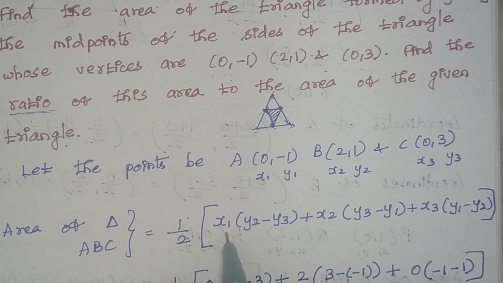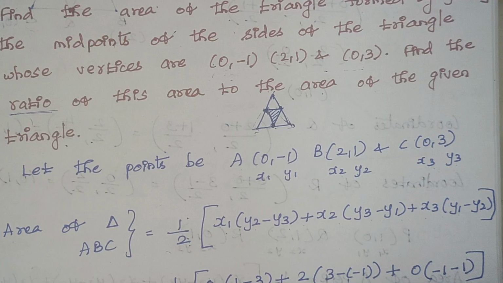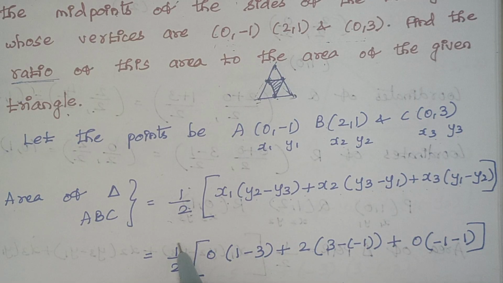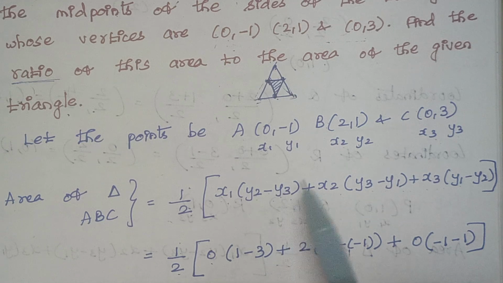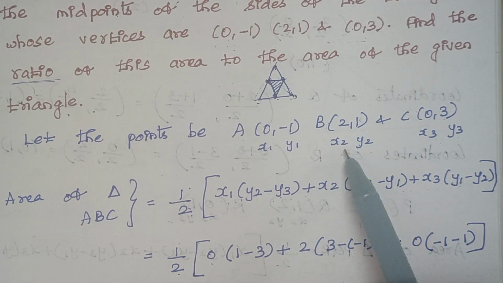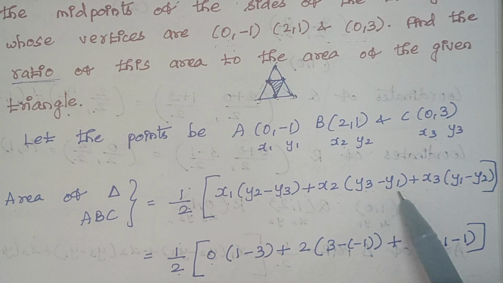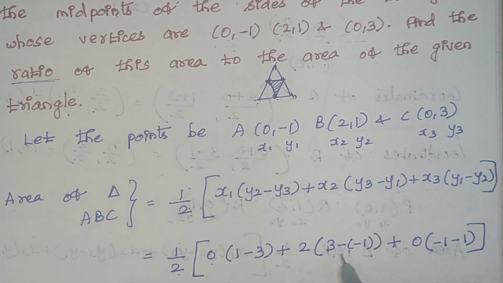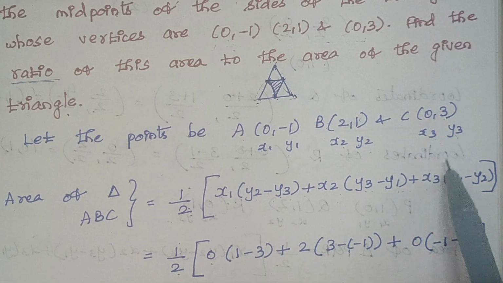Again, half x1 into y2 minus y3, plus x2 into y3 minus y1, plus x3 into y1 minus y2. We know all the parameters to be substituted, so just substitute the values over here. So it is half, x1 is 0 into y2 minus y3, so it is 1 minus 3, plus x2 is 2 into y3 minus y1. So y3 is 3, 3 minus of minus 1, right? And plus x3 is 0.